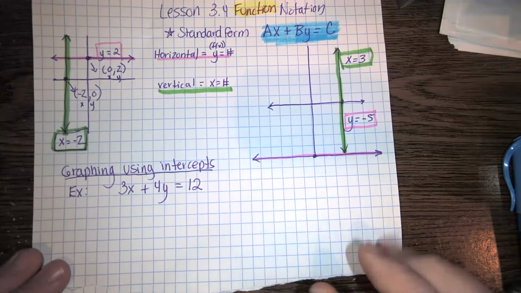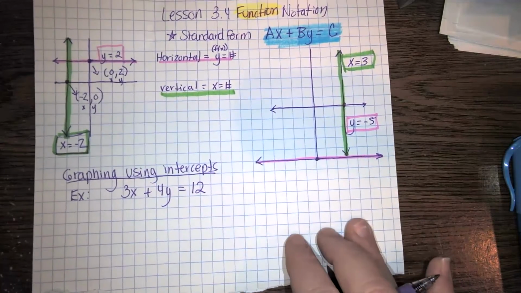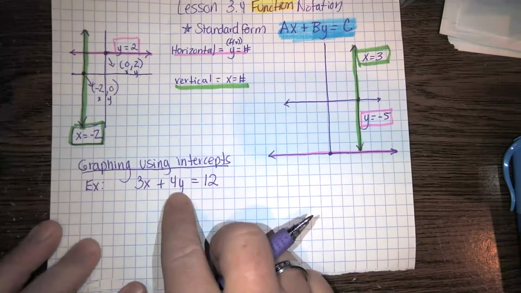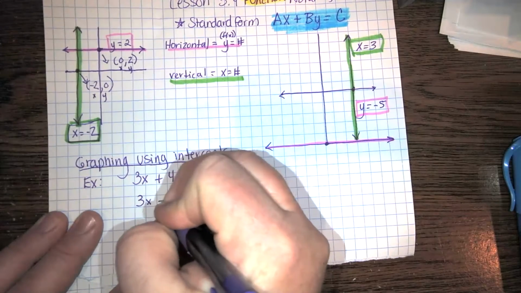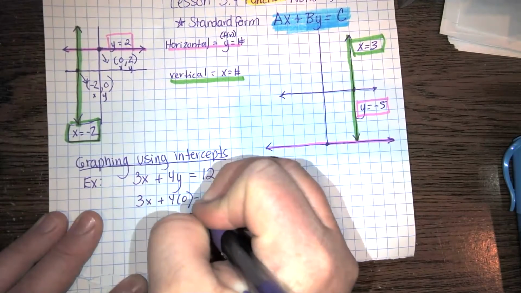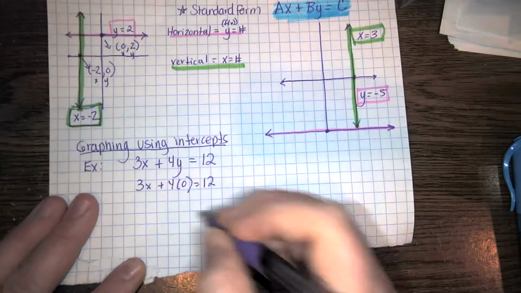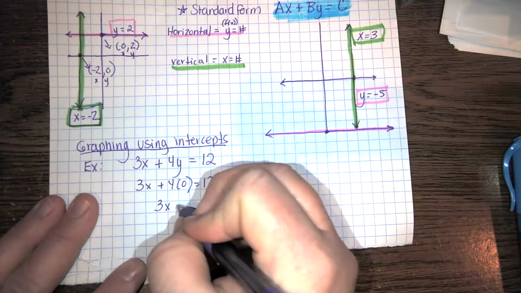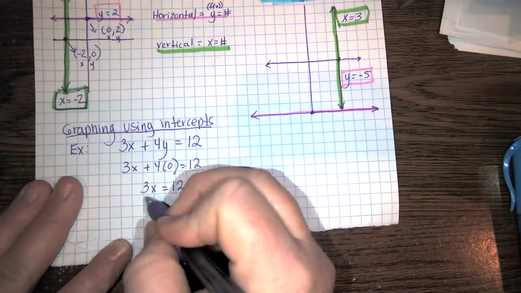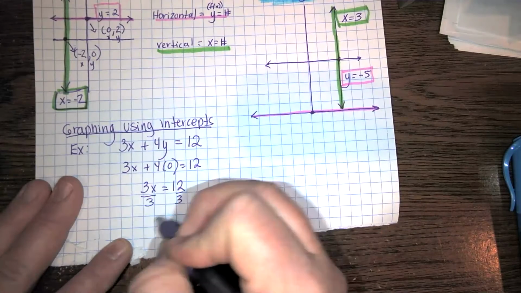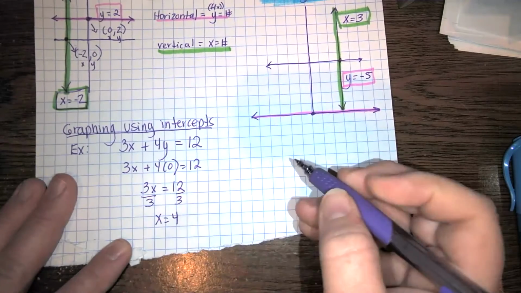So you know what? We're going to use something called the cover-up method. Because if I plug 0 in for y, well, 0 times anything is 0. So it's like it doesn't even exist. Can you solve that for me? Sure. Divide by 3, and x is 4.